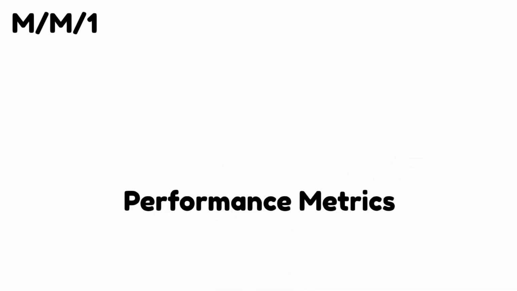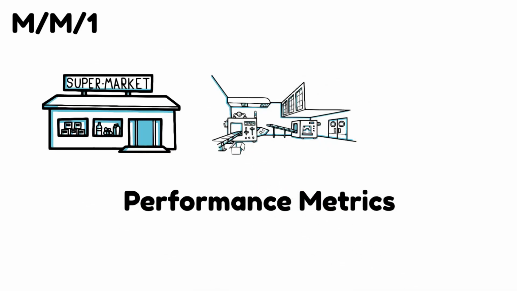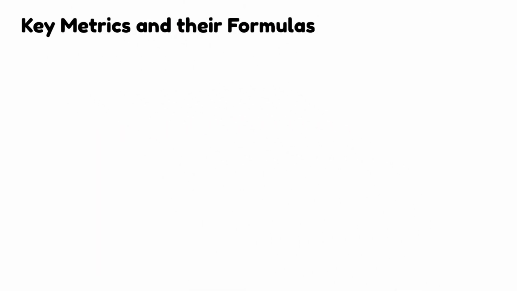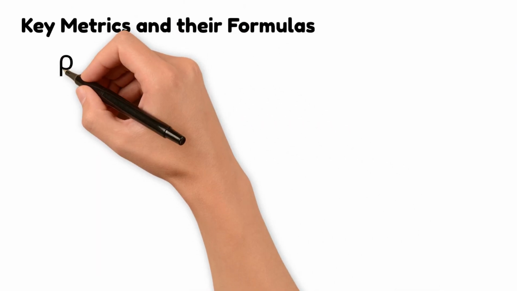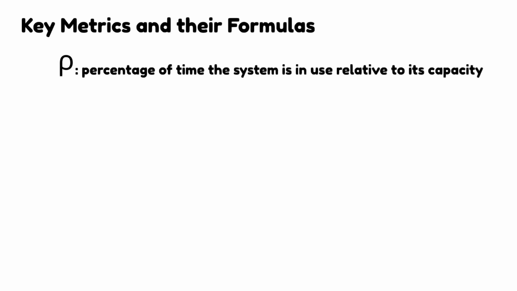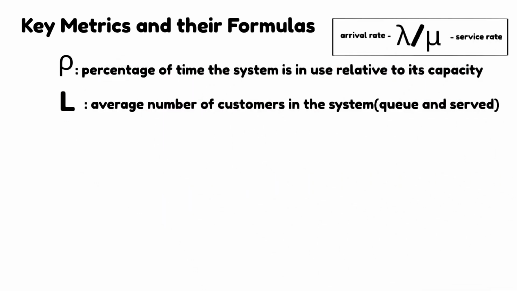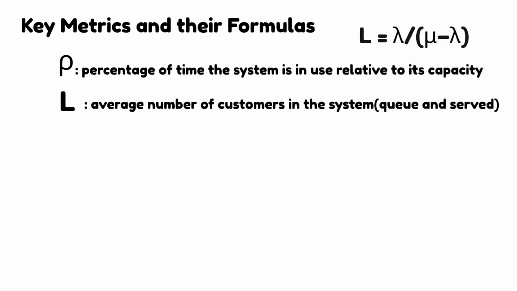Using the M/M/1 model, we can quickly calculate performance metrics in various real-life settings like supermarkets, factories, and schools. Let's take Santa making toys as an example. Here are some key performance metrics. Utilization shows the percentage of time the system is in use relative to its capacity. We calculate it as lambda over mu. Average number in the system. This represents the total number of customers in the system, including those waiting in the queue and those being served, calculated as lambda over mu minus lambda.